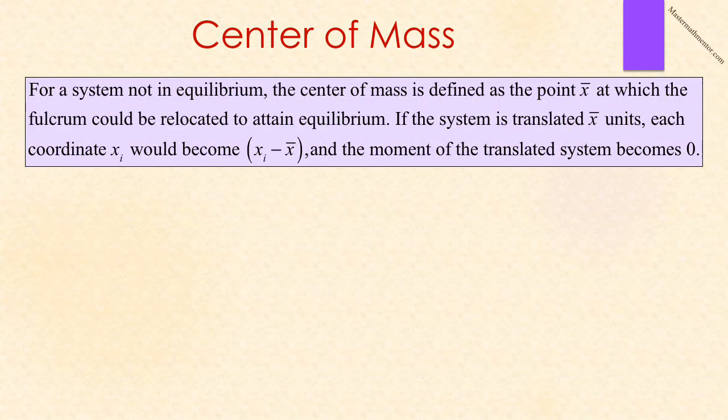If a system is not in equilibrium, we can move the fulcrum so that it will be. So for a system not in equilibrium, the center of mass is defined as the point x bar at which the fulcrum could be relocated to attain equilibrium. If the system is translated x bar units, each coordinate x sub i now becomes x sub i minus x bar, and therefore the moment of the translated system becomes 0.